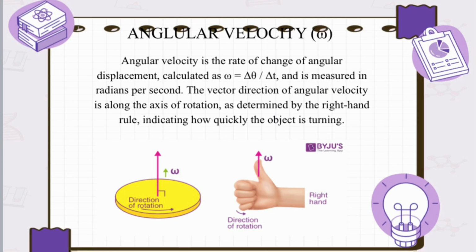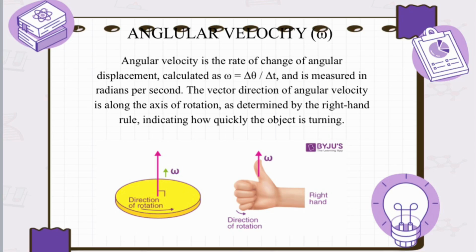Angular velocity. Angular velocity is the rate of change of angular displacement, calculated as omega equals change in angle over time, and is measured in radians per second. The vector direction of angular velocity is along the axis of rotation as determined by the right-hand rule, indicating how quickly the object is turning.